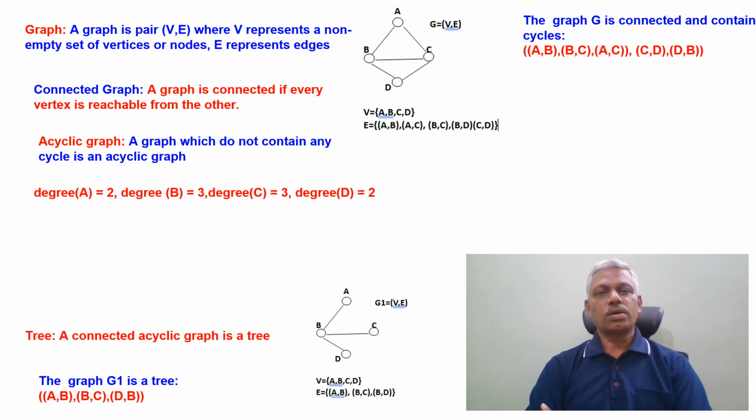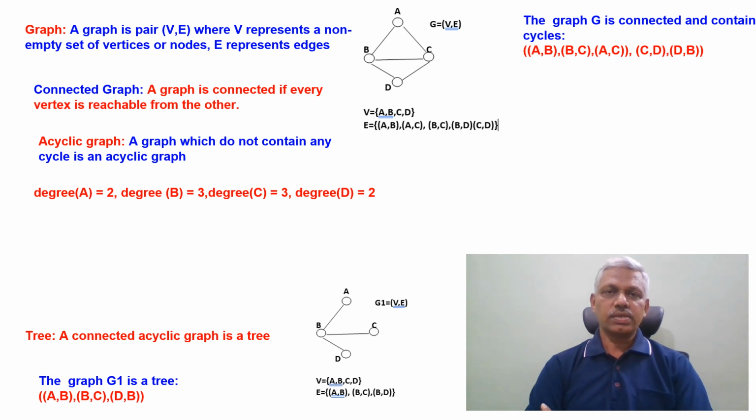Similarly, we can describe the concept of degree of a vertex as the number of edges incident on the vertex. We call it a degree. So in the given graph, degree of A is 2, degree of B is 3, like that degree of C is 3 and degree of D is 2. So these are all the terminology that we use in graphs.